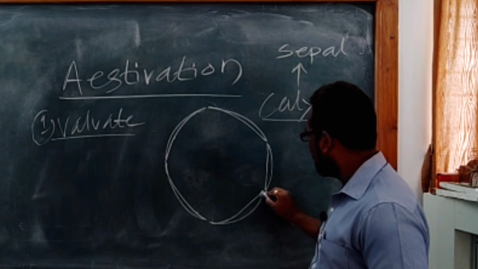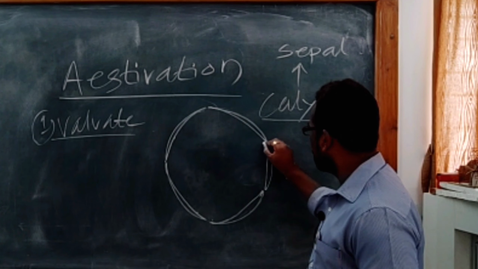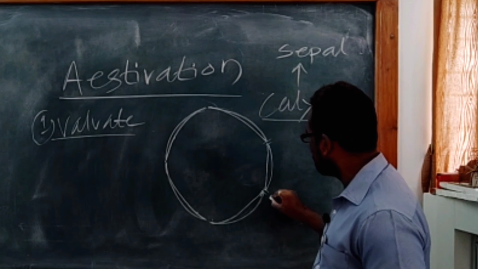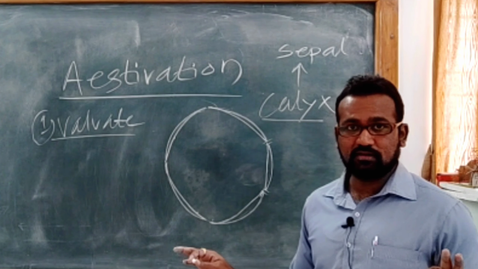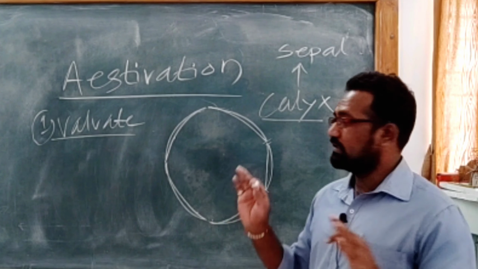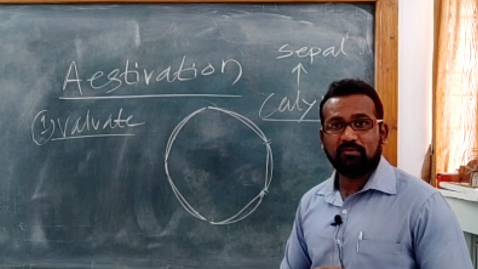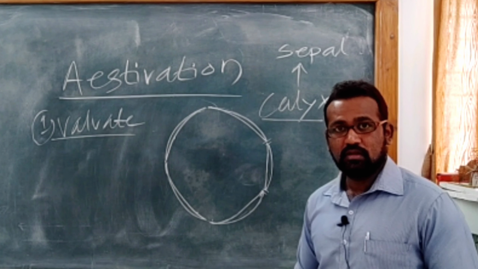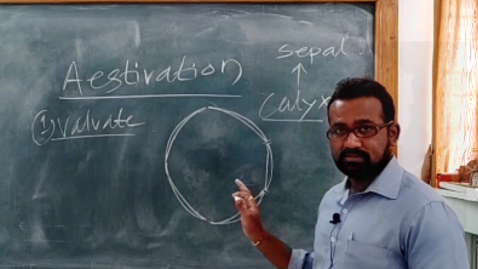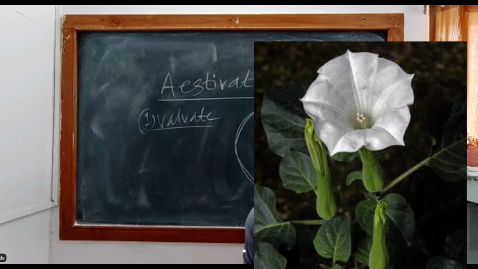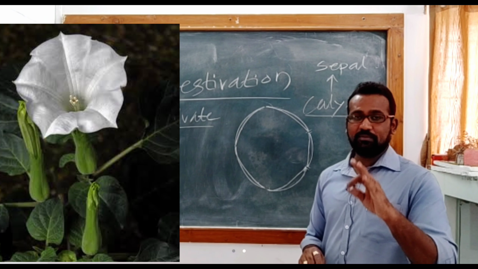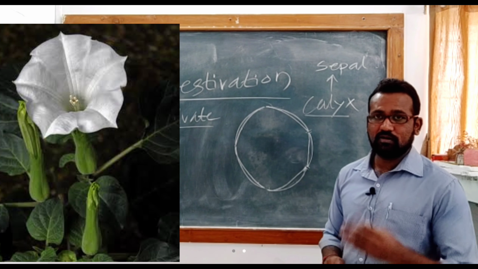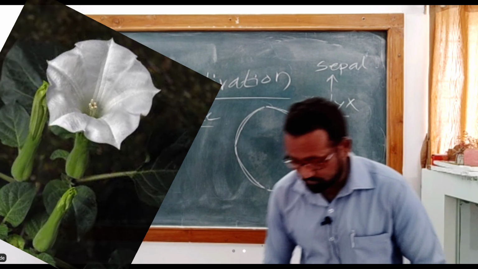They are lying face to each other. Their faces are in front of each other. No overlapping is here. No overlapping is the key highlighting feature of valvate aestivation. The first type was valvate aestivation. You can write the example, that is Solanum. In common language, the Datura plant flowers come under valvate aestivation.